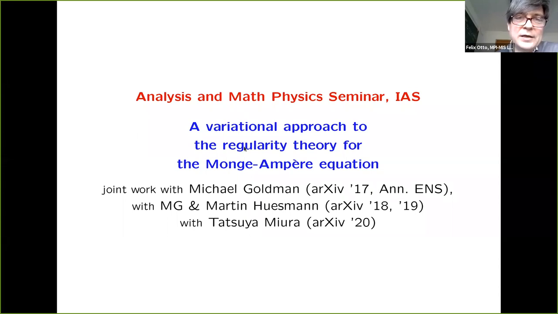So it's a variational approach to the regularity theory for the Monge-Ampère equation, or rather the variational approach to the regularity theory for optimal transportation. Before I remind you what optimal transportation is on the next slide, I just want to tell you on one slide, more or less for those who already know the story a little bit, what this talk will be about.